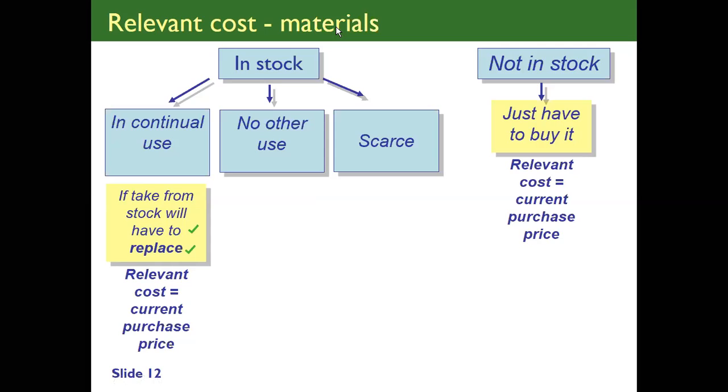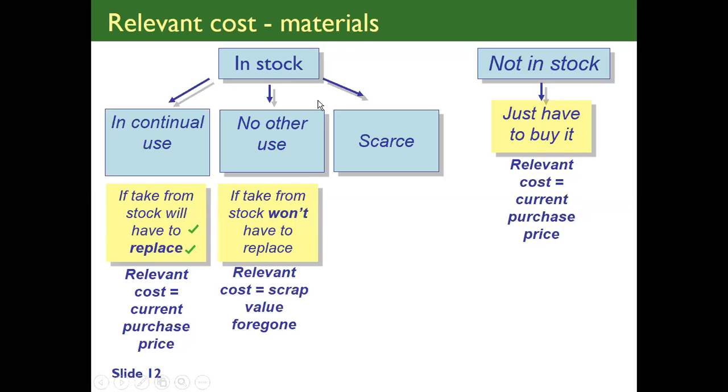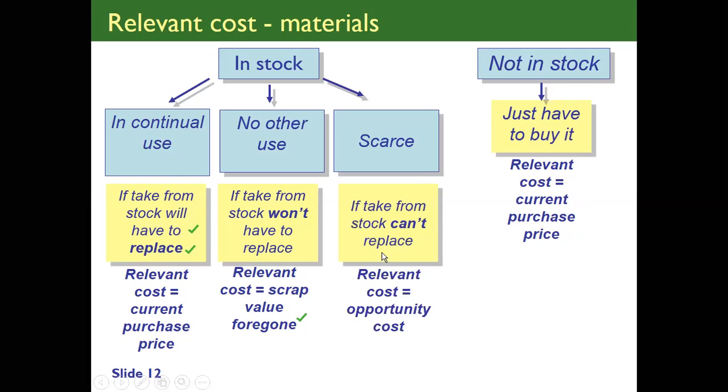But if it is no other use, like if you take it from the stock, you don't have to replace it, then you take the scrap price, like we took $1. If it is scarce, that actually needs calculation, and this is what comes in exam. Scarce means that if taken from stock, you cannot replace it. Relevant cost is the opportunity cost. Opportunity cost, what you lose.